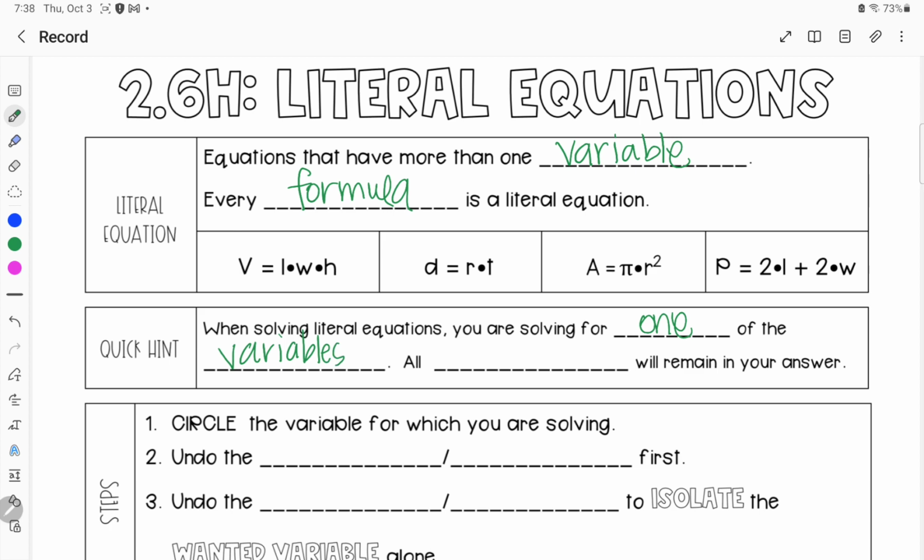However, all variables will remain in your answer. So you're not getting rid of any of the variables. You're just trying to get one variable to one side and all the other variables to the other side.